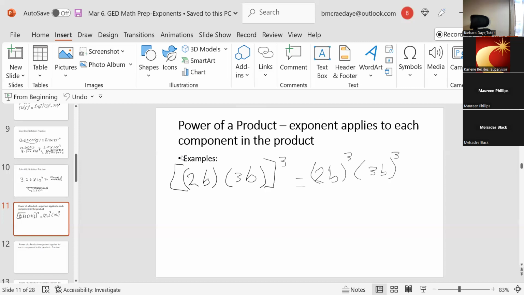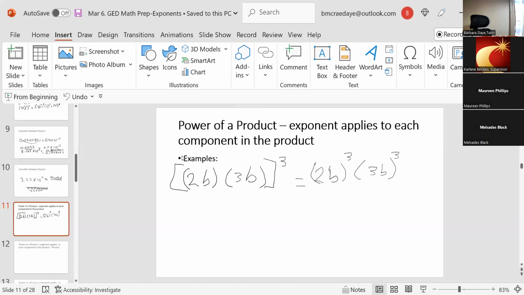4, 4, 16. I think my answer is right. I'm not sure. Exponents apply to the power of products. So what I have to do is apply the exponent to each component in the product. That's the answer to the multiplication.